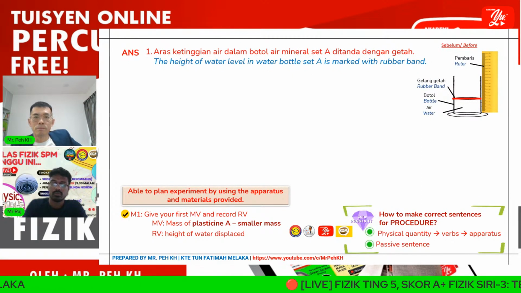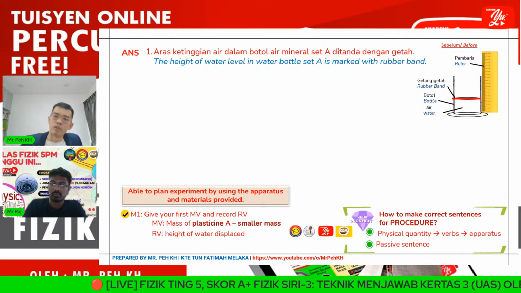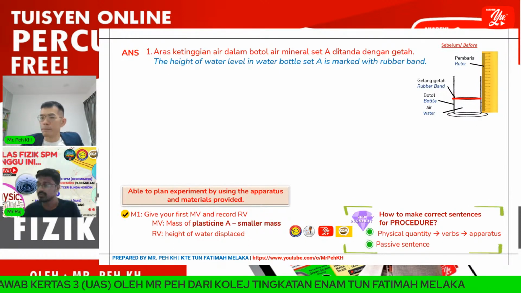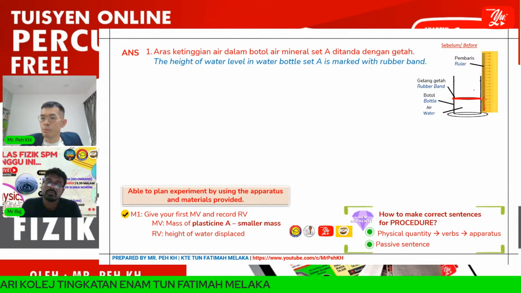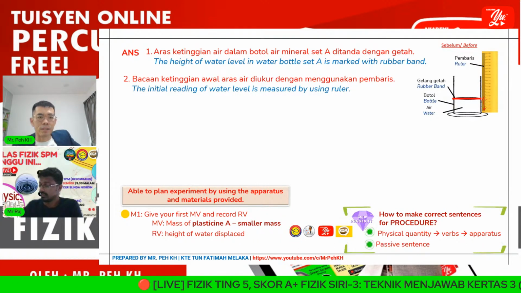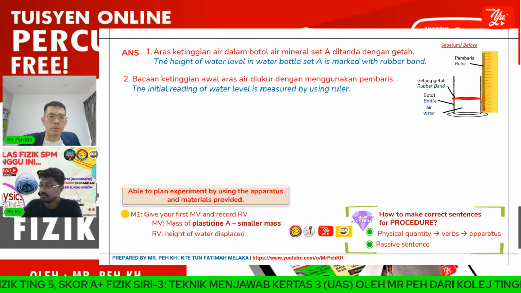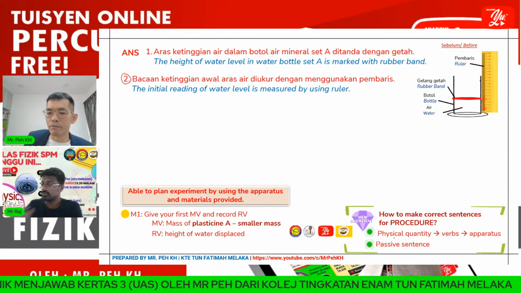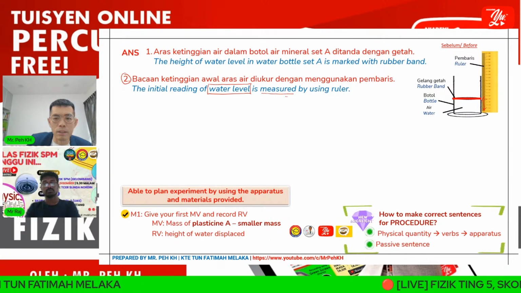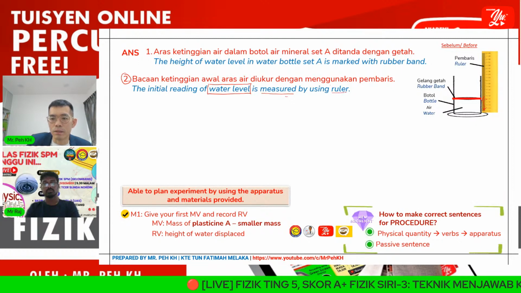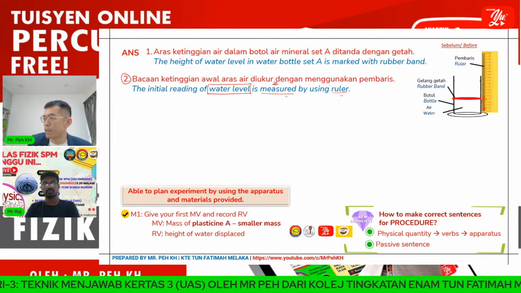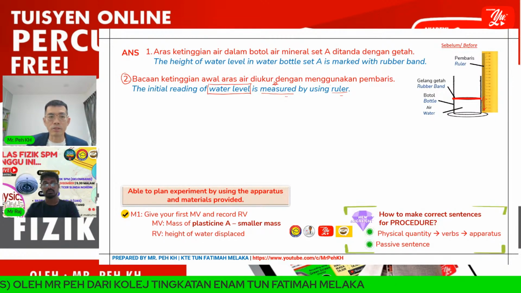So here this will be the first sentence: the height of the water level in bottle set A is marked with rubber band. You notice that the 2 rubber bands provided can be used to indicate the water level. Then you can measure the height without any plasticine initially, for set A and B, both also the same. And then second, you have to measure the initial reading of the water level. Just like I mentioned, for the procedure you can follow the format: physical quantity, here we want to measure the water level. Then measure is the verb, and ruler is the apparatus to be used. The sentence I made is measured, which is in passive form. So this will be the second sentence, regarding the control variable here.